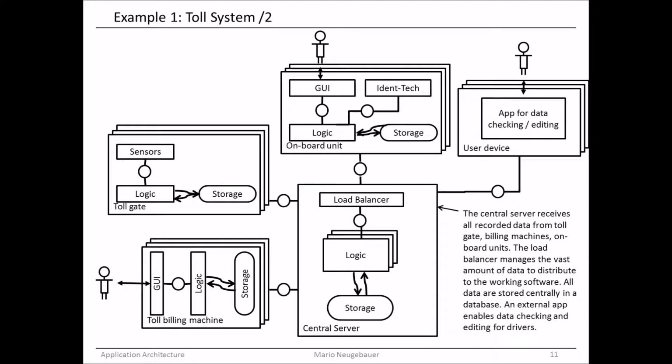Looking at the central server, it takes all the events from the different components, from the onboard unit, from the toll gate, from the toll billing machine, processes them via the load balancer in the appropriate logic, and then stores the data, stores the result of the computation of the deduction, for example, in the centralized storage.